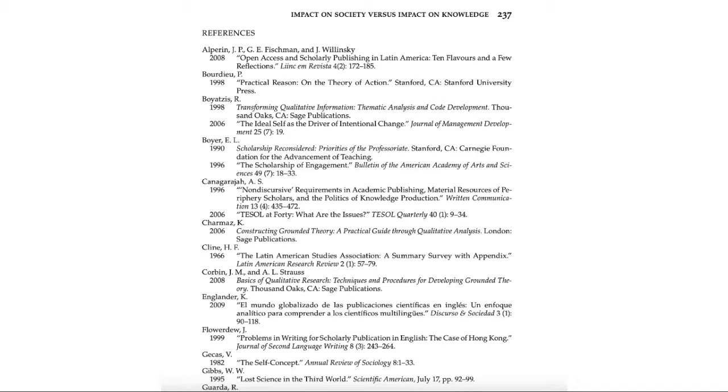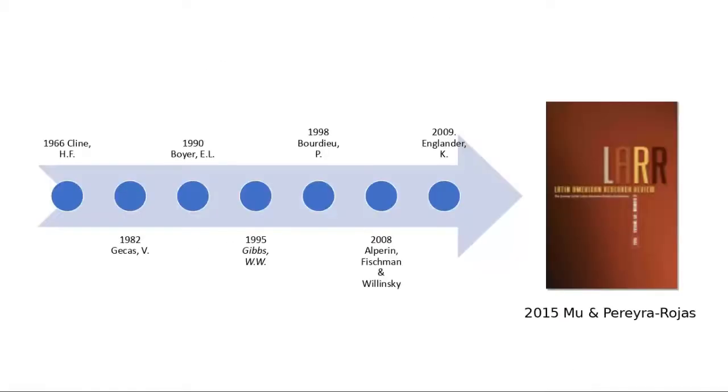But we can see that all of these authors were talking about this, and Mu and Pereira Rojas got in on the conversation. They were influenced by these. This is footnote chasing. You've done this before. So that's going backwards in time. Here's an image of that going backwards in time, right? Klein from 66, Gekas, Boyer, take it all the way up, Englander in 2009. All of these influenced the authors of the article that I'm looking at.